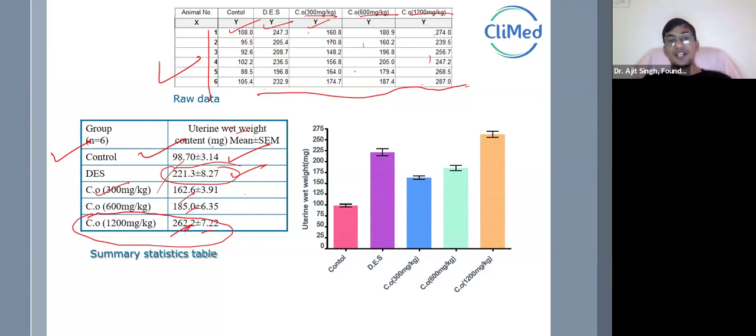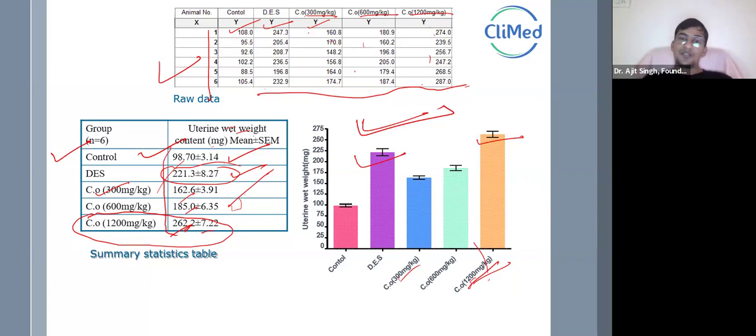But if I ask you the same thing by showing this chart, you don't have to go through these six values. You will immediately say, this brown color is the highest one, and then this purple color is the second. Brown is the case with 1200 mg per kg. So this is called representation, perfect representation of the data.